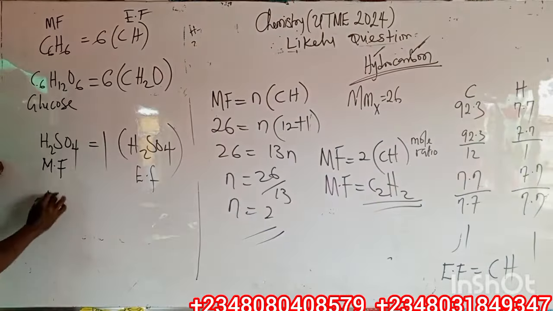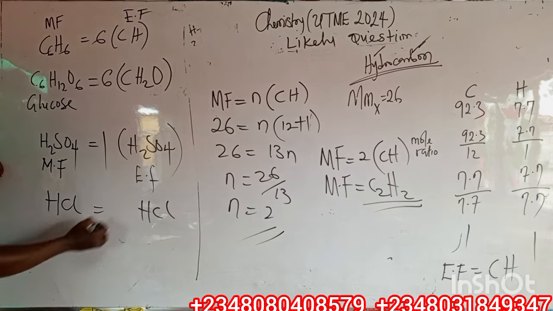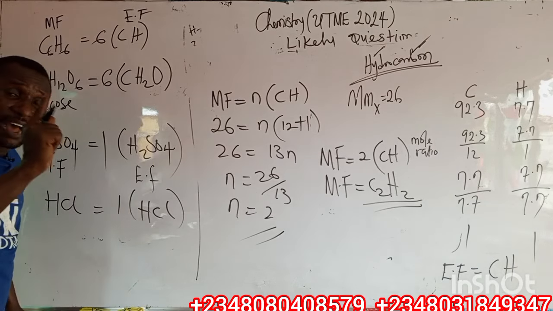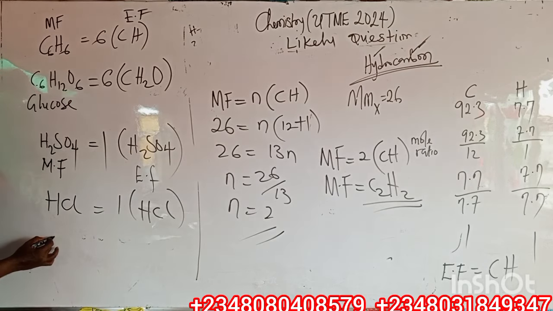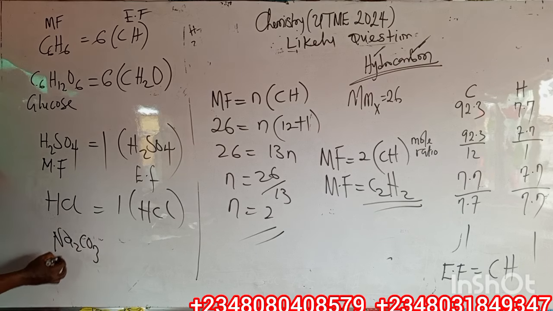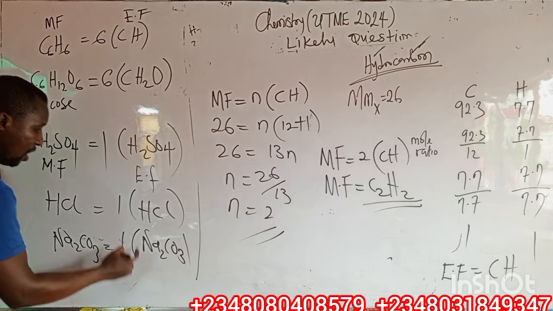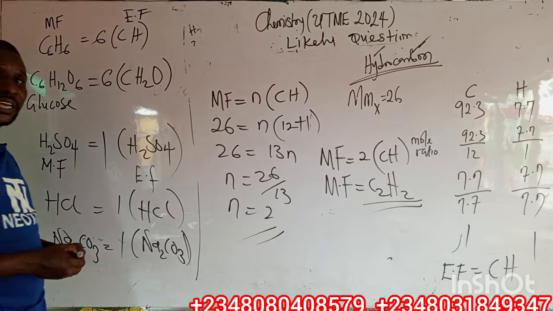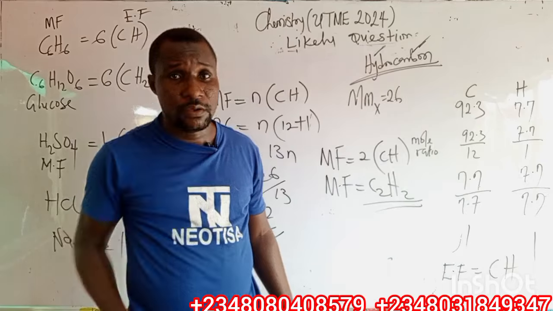Look at HCl, the molecular formula. What is the empirical formula? It's also HCl. What do they have in common? 1. Molecular formula and empirical formula are the same when all the elements in the compound have 1 in common. Look at another one, sodium hydrogen carbonate. This is the molecular formula, and the empirical formula is also the same. All these elements have 1 in common. That means the molecular formula is the same thing as the empirical formula if all the elements in the actual formula have 1 in common.